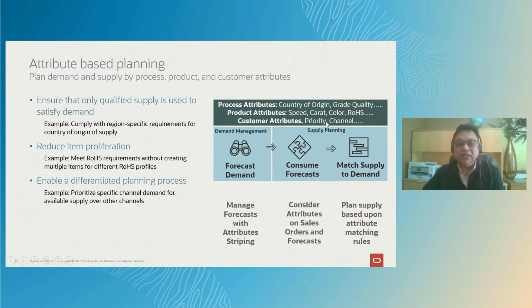So this is not only an ultimate extensibility tool. You can configure your planning process with it: how exactly do you want to match demand and supply? But it also reduces item proliferation. Many times, for example for RoHS compliance, you have to introduce duplicative SKUs just based on differences in attributes, and manage those. So you can reduce item proliferation and enable a very differentiated planning process to fit your own needs.